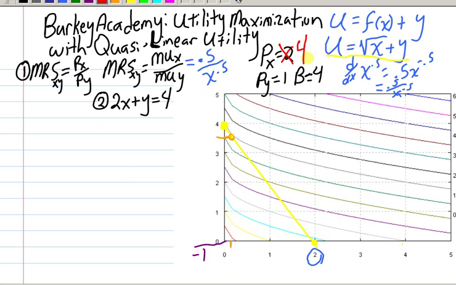Okay, so let's set up our equations. The marginal rate of substitution, 0.5 over x to the 0.5 here, so 0.5 over the square root of x, equals the ratio of the prices, price of x over the price of y. So let's see here, it's going to be 4 over 1. And so now if we solve these equations here for x, this equation for x, oh sorry, we're also going to have to change that budget line: 4x plus y equals 4. Now our budget line is going to look like this, because we can only afford one x if we spend all our money on x.